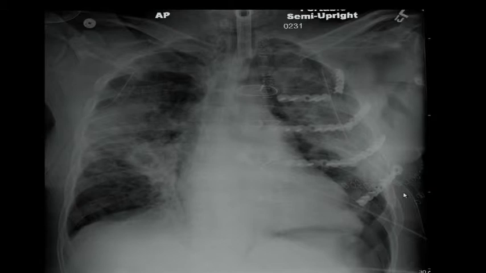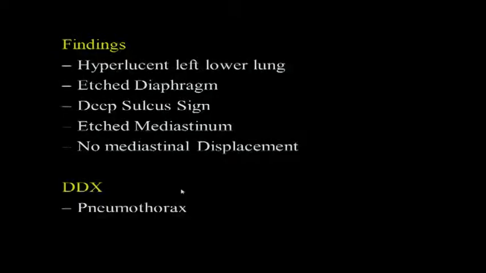So as you can see, you look at the lung bases, you see that this lower lobe is more loosened than the contralateral one, and this requires a phone call right away. Hyperlucent left lower lung, etched diaphragm, deep sulcus sign, etched mediastinum, no mediastinal displacement, pneumothorax.